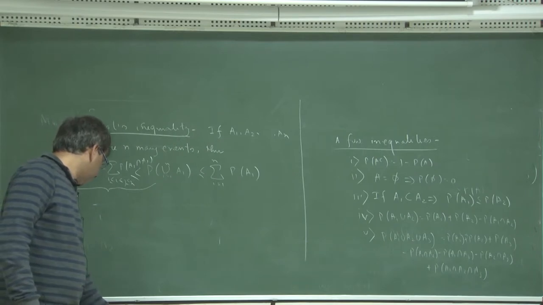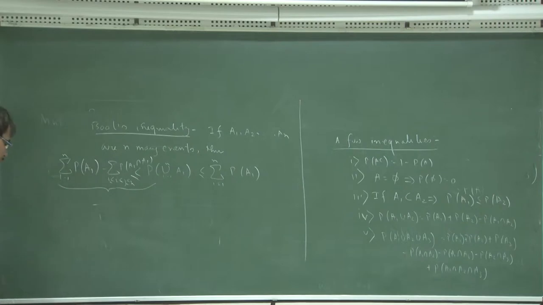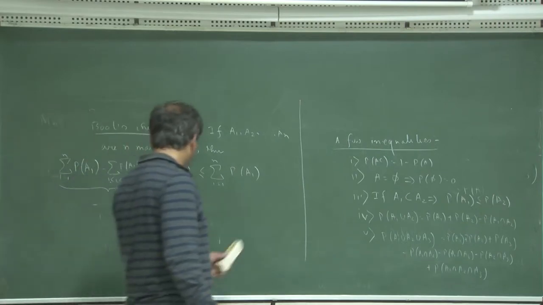Another very strong inequality is called the von Fironis inequality.